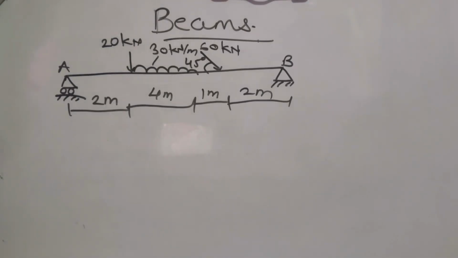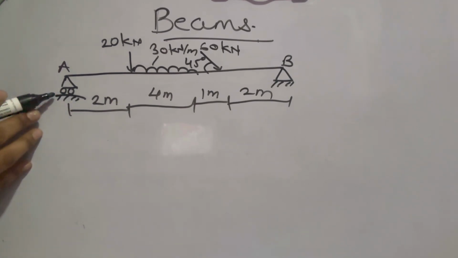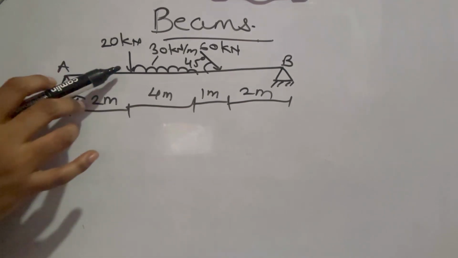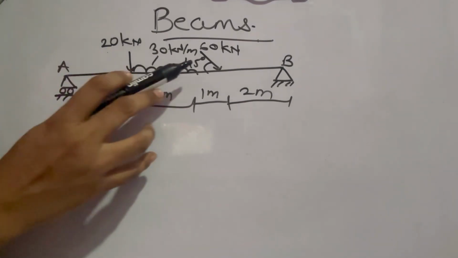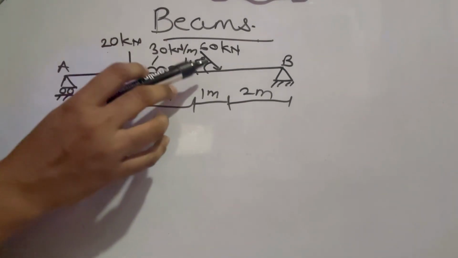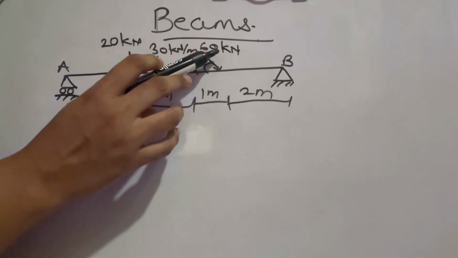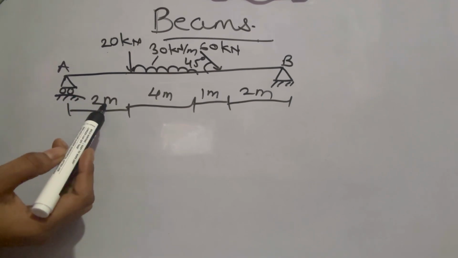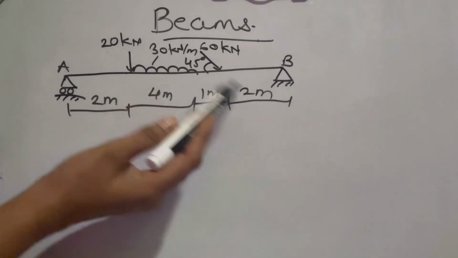Now this is your homework problem. Here you are given a roller support and this is a hinge support. One point load is given, UDL is given, that is 30 kilonewton per meter. Another inclined load of 60 kilonewton is given, point load is 20 kilonewton, and distances are 2 meter, 4 meter, 1 meter and 2 meter.